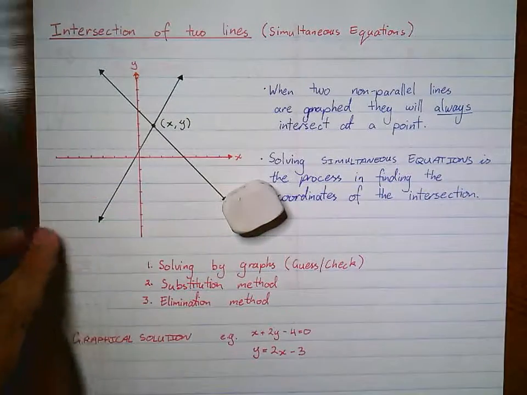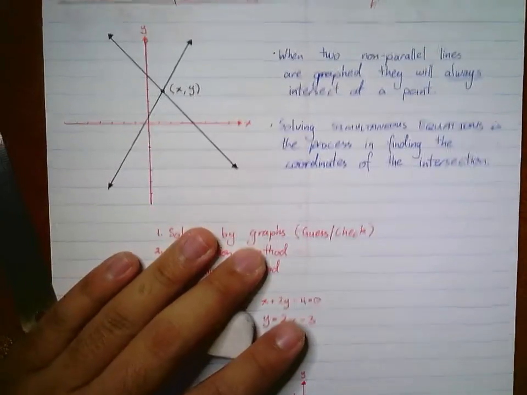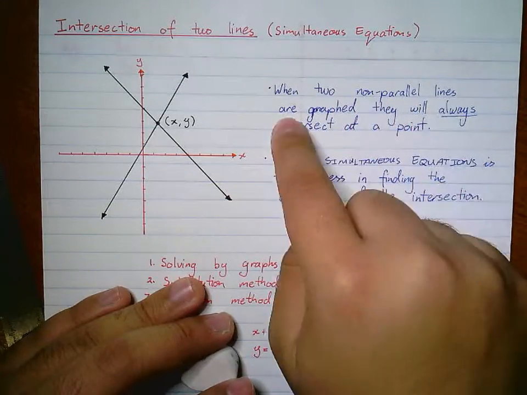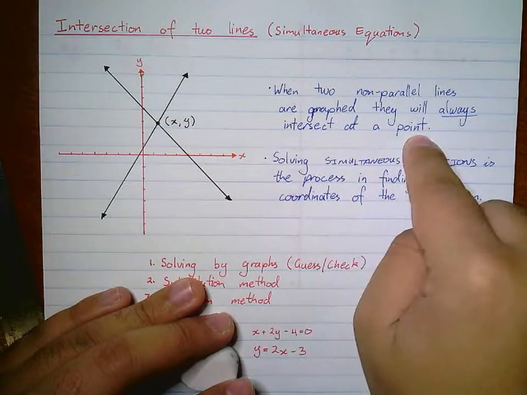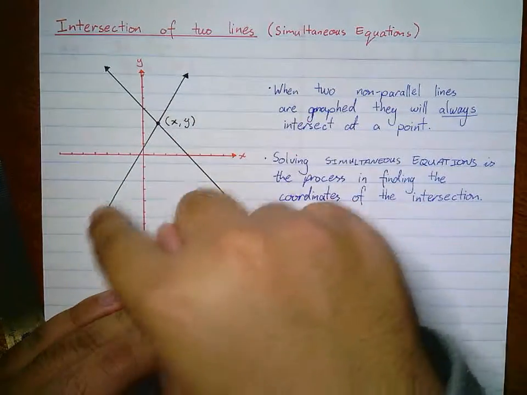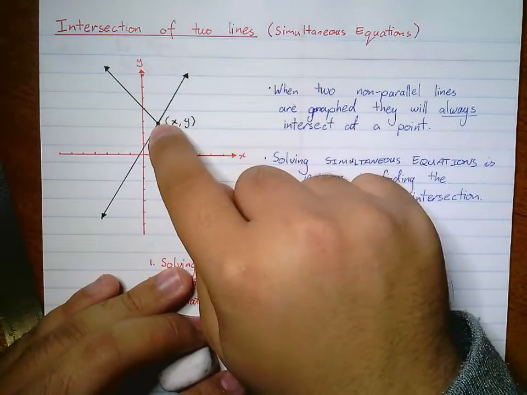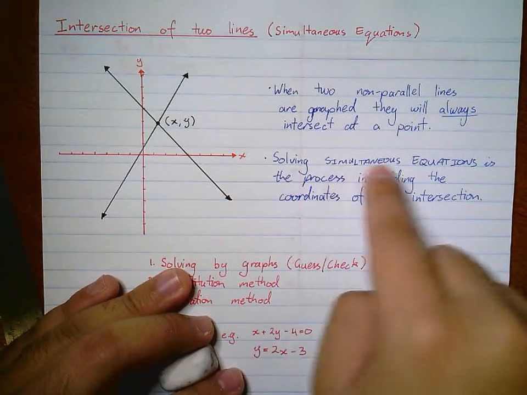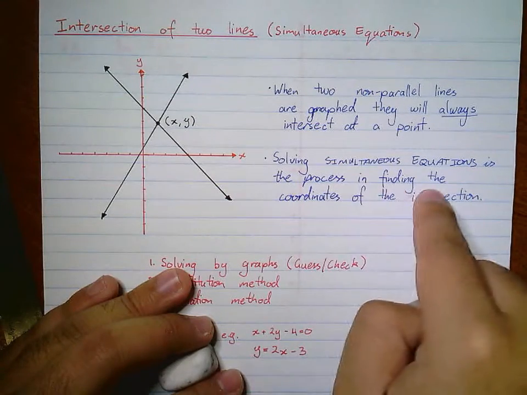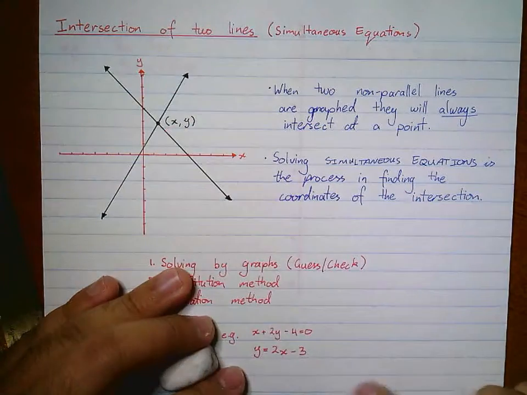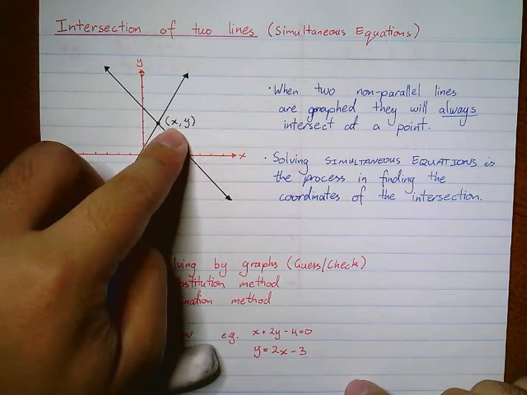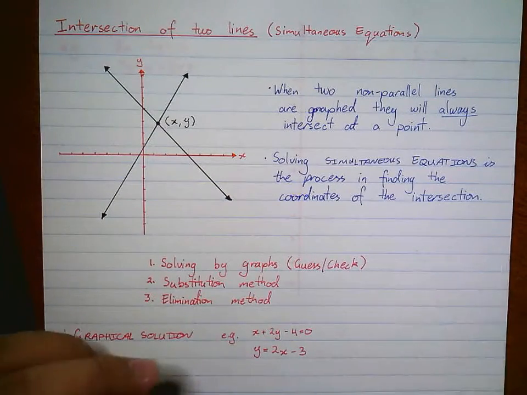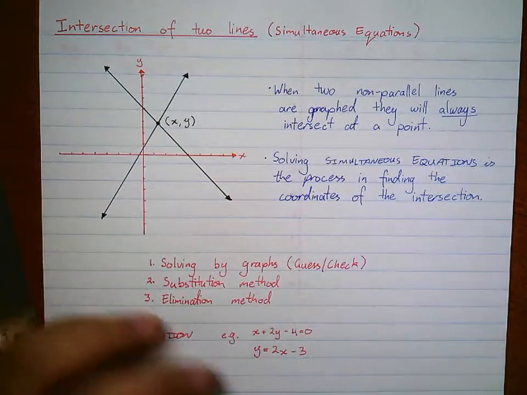This is the first video in a three-part one. So the first thing you need to understand is when two non-parallel lines are graphed, they will always intersect at a point. So here are two lines, they are not parallel, they will always meet at some point. Solving simultaneous equations is the process of finding the coordinates of the intersection. Right now we don't know what those values are, but the process which we're going to learn now is how to find the coordinates of that point.